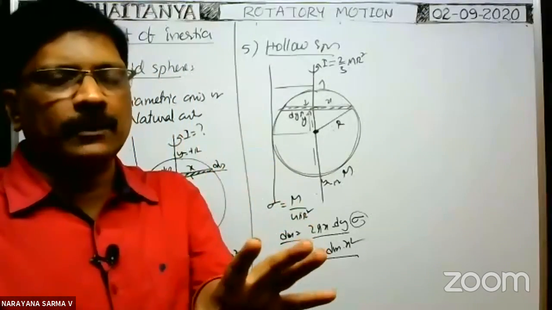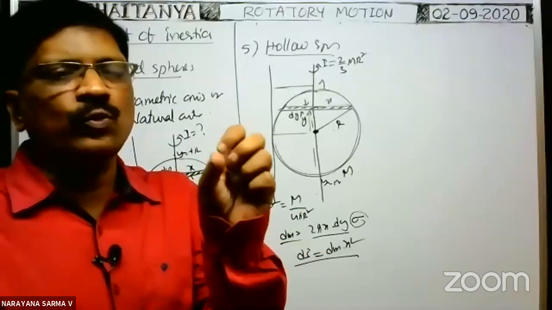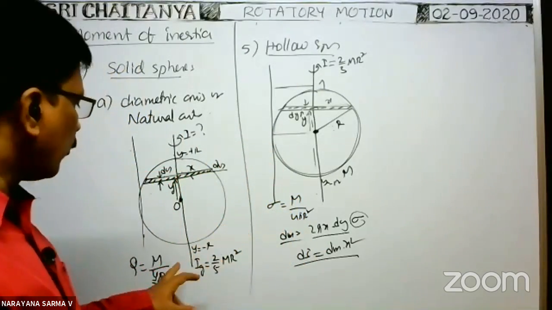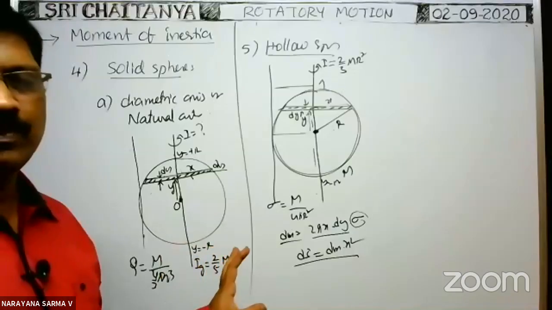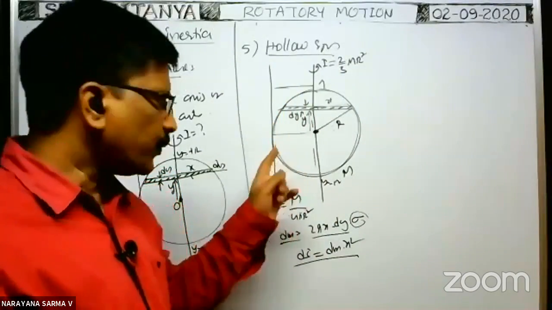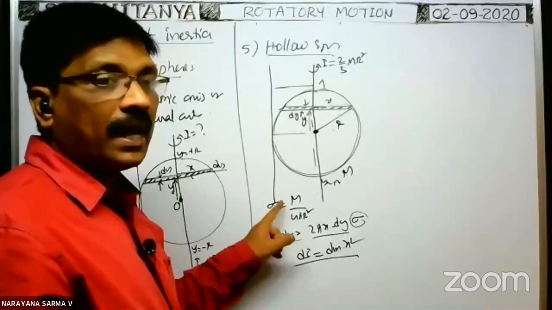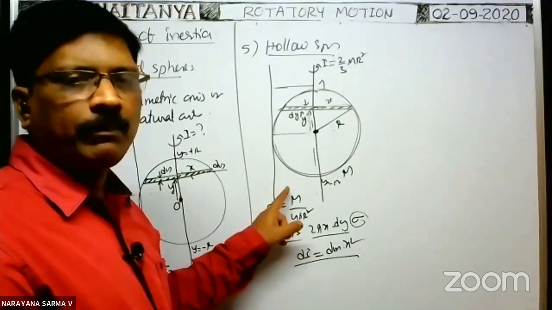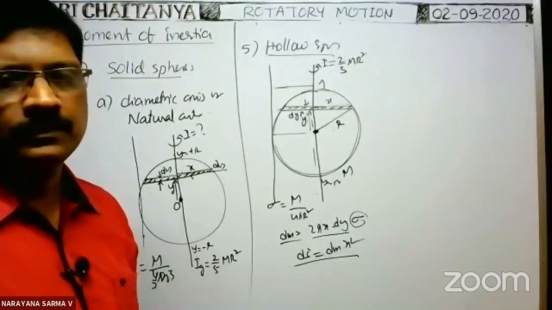For a solid sphere, mass is divided over its entire volume. That's why it is mass by volume, mass by 4/3 pi r cube. In case of a hollow sphere, mass resides only on the surface. That's why surface density is there, mass per unit area. We have to consider m by 4 pi r square. Okay.